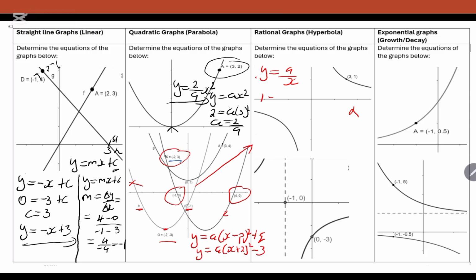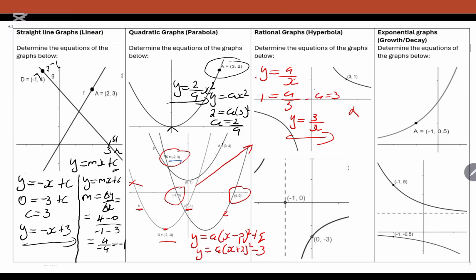So I simply take that point and substitute. So 1 is equal to a over 3, therefore a is equal to 3. So the equation of this graph is the function y is equal to 3 over x. So that will be the equation of the graph. This is a grade 10 graph.